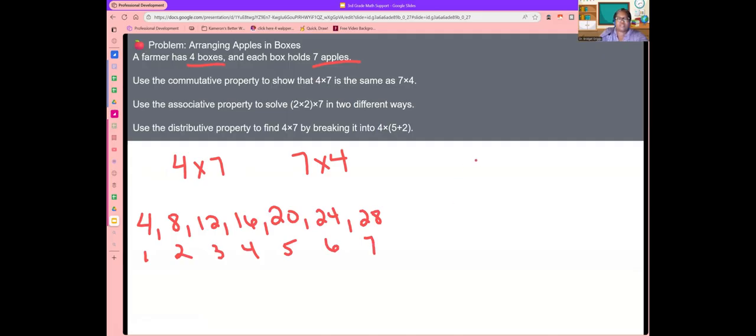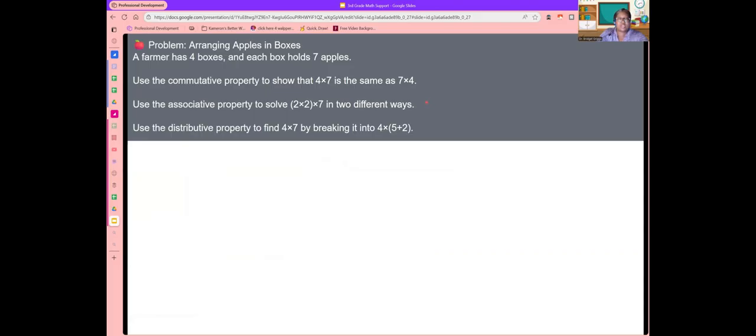Now, if we do 7, 4 times, we will have 7, 14, 21, and 28. That is 1, 2, 3, 4. So that shows us that with using the commutative property, changing the order of the multiplication numbers does not change the value. Both 4 times 7 and 7 times 4 equals 28. So this is true.